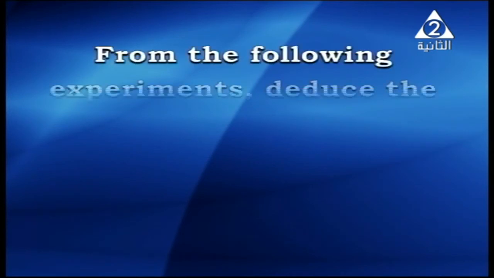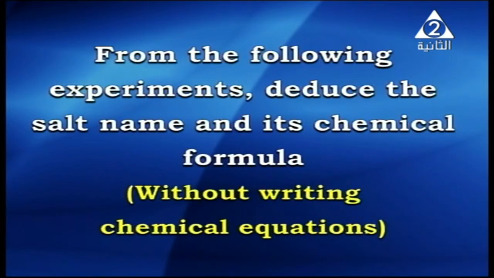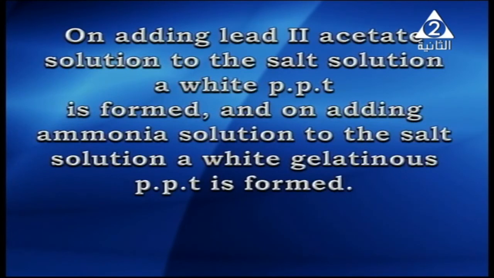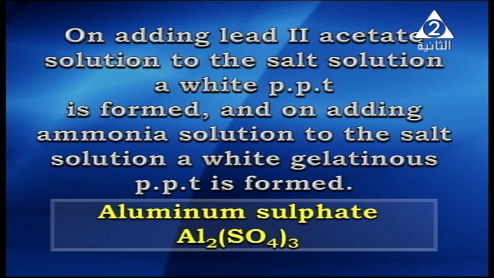Next type of question. From the following experiments, deduce the salt name and its chemical formula without writing the chemical equation. On adding lead 2 acetate solution to the salt solution, white precipitate is formed, and on adding ammonia solution to the salt solution, white gelatinous precipitate is formed. Yes, the answer will be aluminum sulfate, as the chemical formula proceeds on the screen, Al2(SO4)3.